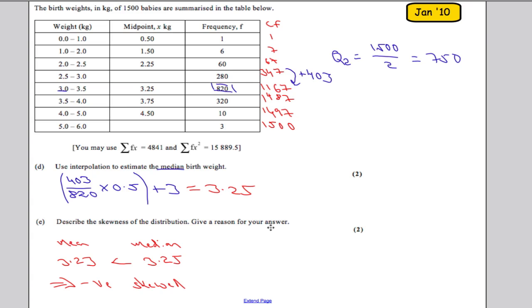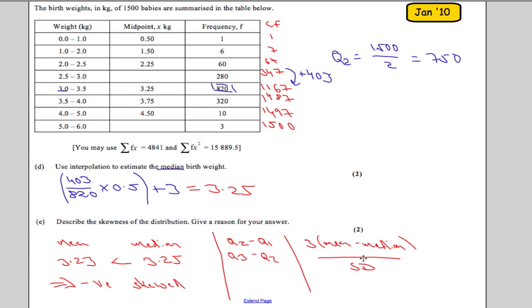Negatively skewed. You could use quartiles, the Q2 minus Q1 and Q3 minus Q2 comparison. That should give you a negative skew as well, although it's a lot longer to do because you have to work out Q1 and Q3. And you could use 3 times the mean minus the median over the standard deviation. That will also give you a negative skew. So any one of those methods, this is the quickest option in this case.